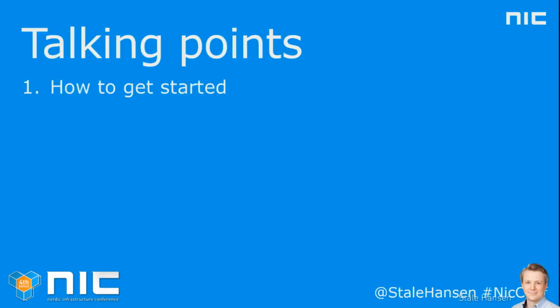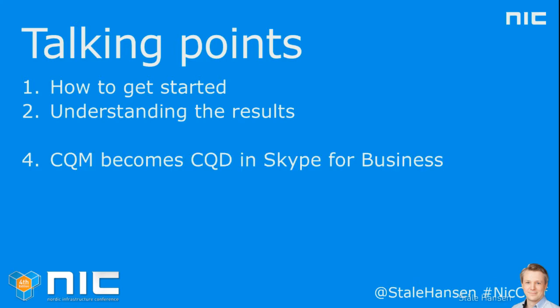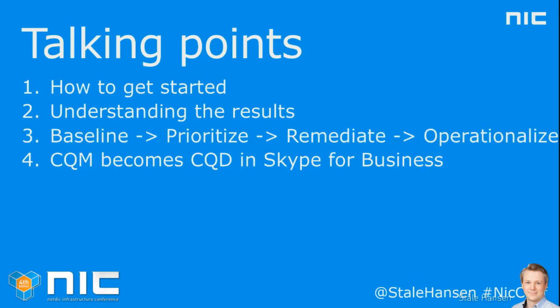So let's start with how to get started in the first place. Then we're looking at the results. And then we look at how we can operationalize this by creating a baseline and prioritizing elements we want to improve. And then we improve them. And then we operationalize it. So this is not a quick fix. This is a long project. It is something you do in between, but it's proactive.